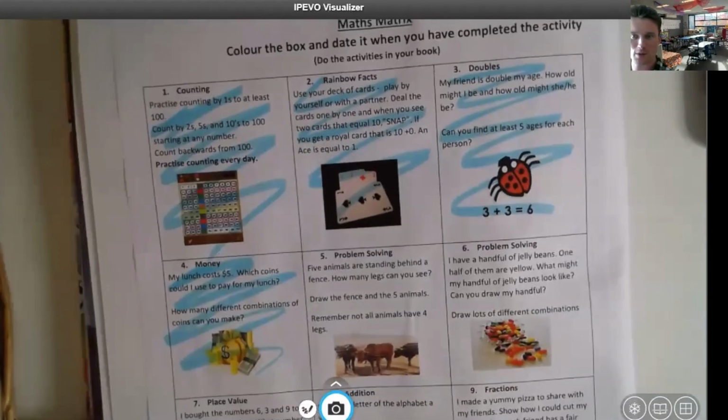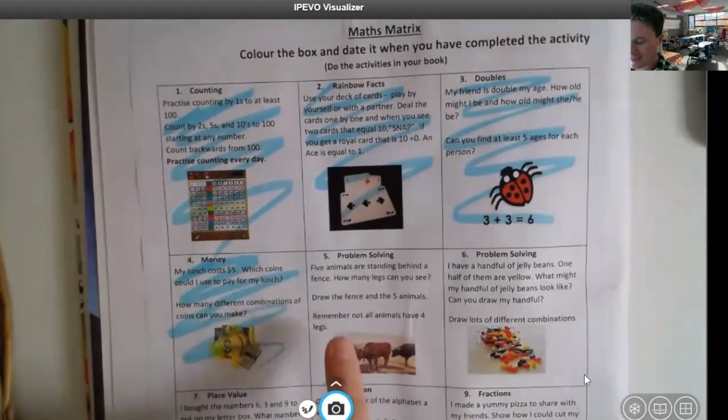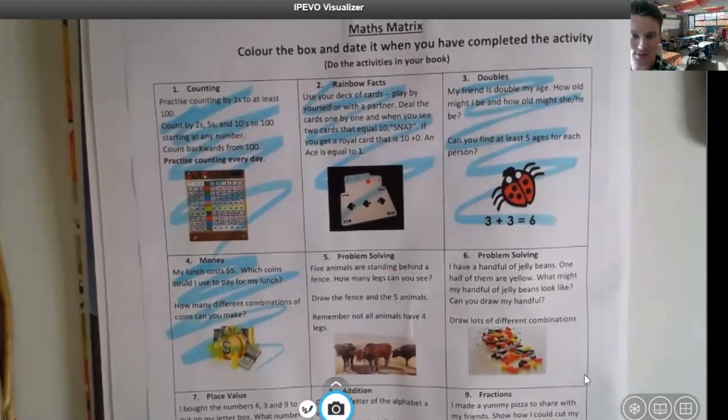So let me show you which one. Let's bring it up together. So here, almost giving it away. Hopefully you didn't see anything there. So we are doing number 5, problem solving. That's what this one's called.